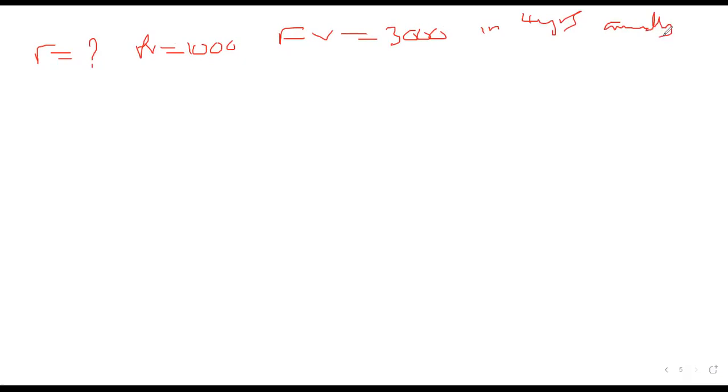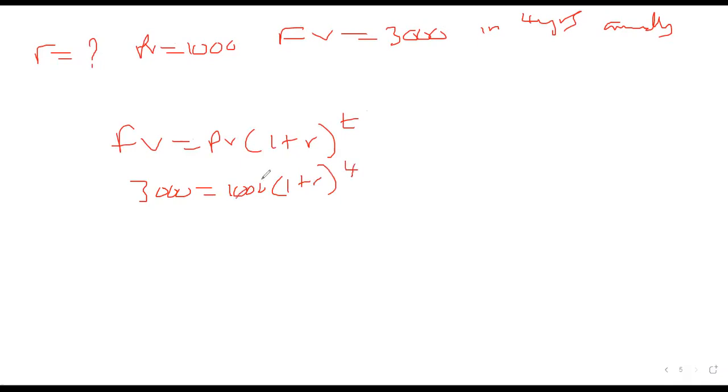We'll go back to the same annual formula. Future value is what? Present value, 1 plus r to the power time. So our future value is 3,000. Our present value is 1,000. Our interest rate, we don't know. And our time is what? 4 years. When you divide this in there, we're going to have a 3 outside here. And this is 1 plus r to the power time, which is 4.